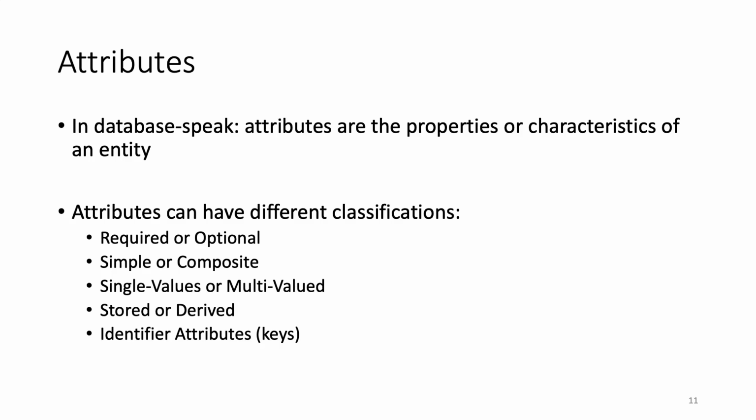And we can also put on classifications of this attribute. So we can have, is it a required or an optional attribute? Does everything that we store data about have to have information of this attribute? Is it simple or composite, single or multi-valued, stored or derived? And is it an identifier attribute, what we call a key?